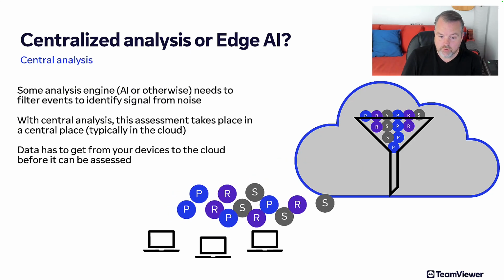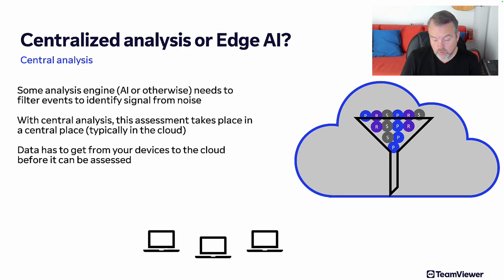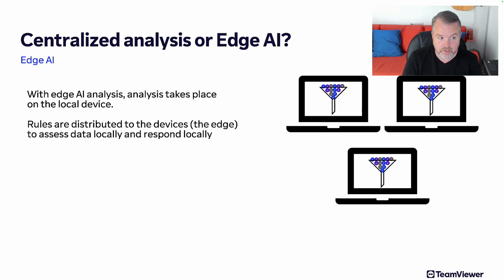Then where are you doing your analysis? If you're sending the data up to the cloud, you're probably analyzing it there. If you're keeping the data local, you're probably analyzing it there. So some analysis engine needs to look at what's going on to identify the signal from the noise, and decide if some reaction maybe is required. So if you're doing centralized examination of that, then the data has to get from your device to the cloud before it can be assessed.